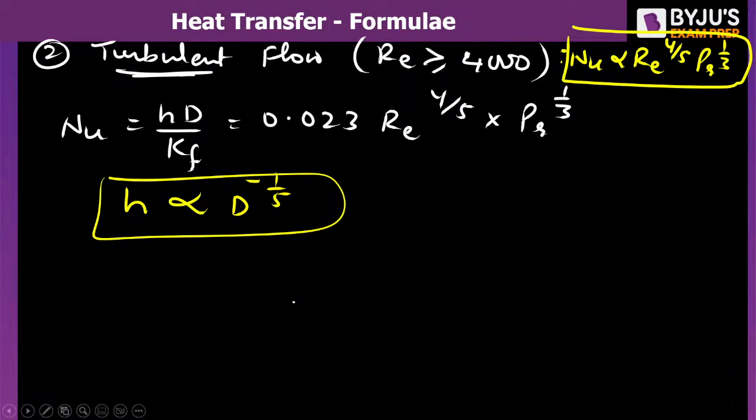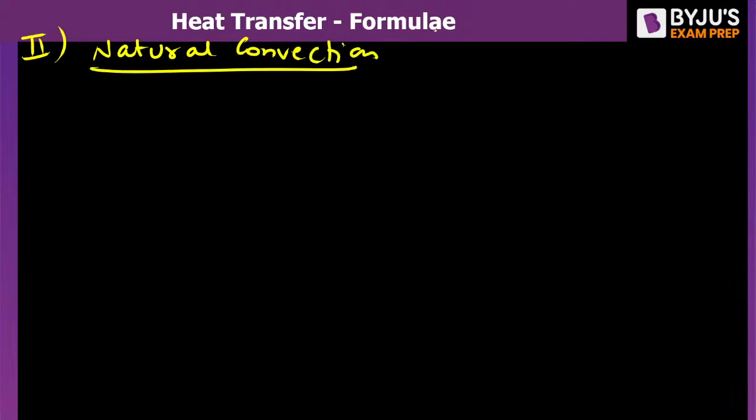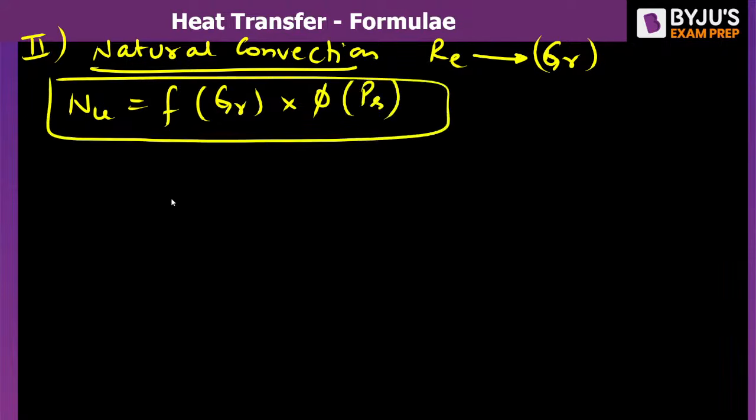And then we talk about natural convection. In case of natural convection, Reynolds number is replaced by Grashof number. Nusselt number is a function of Grashof number multiplied by a function of Prandtl number. That is due to density gradient.